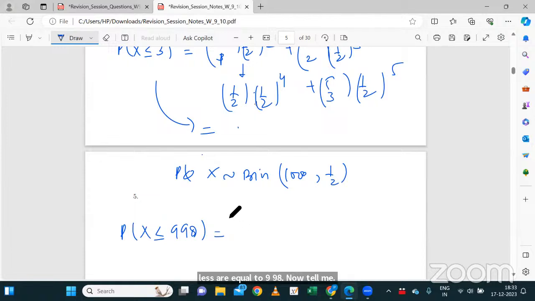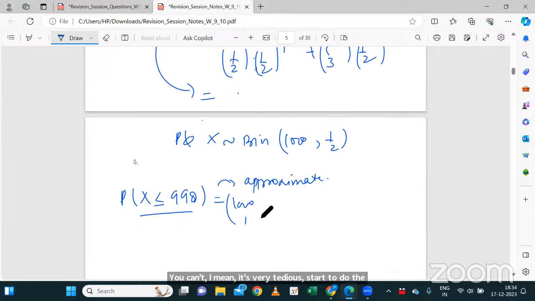Will you prefer exact probability or approximate probability? Approximate. It's a very tedious task, so continuous comes in. I'm just giving the rough idea, but we will discuss these things in depth in stage 2. Whenever we have large samples, it's a very tedious task to do exactly, like doing 1000 C1 half to the power 1000. So it's good to approximate. Approximate means we are moving to the continuous part.